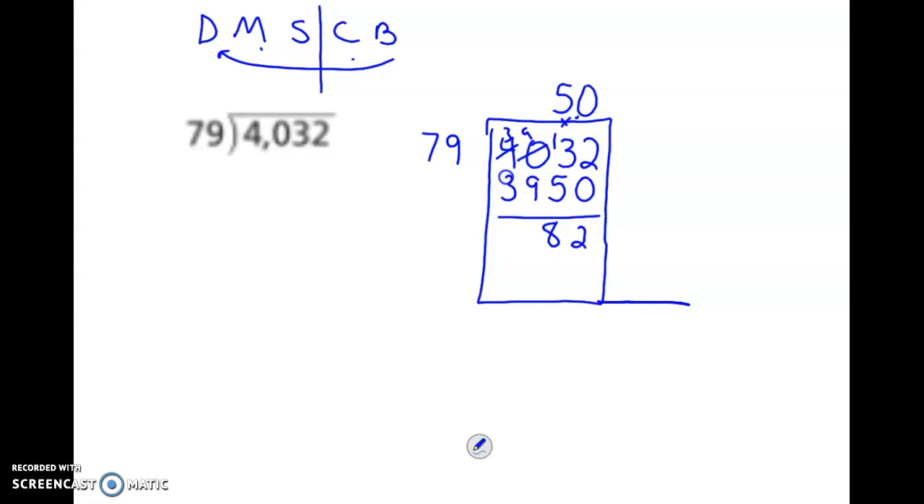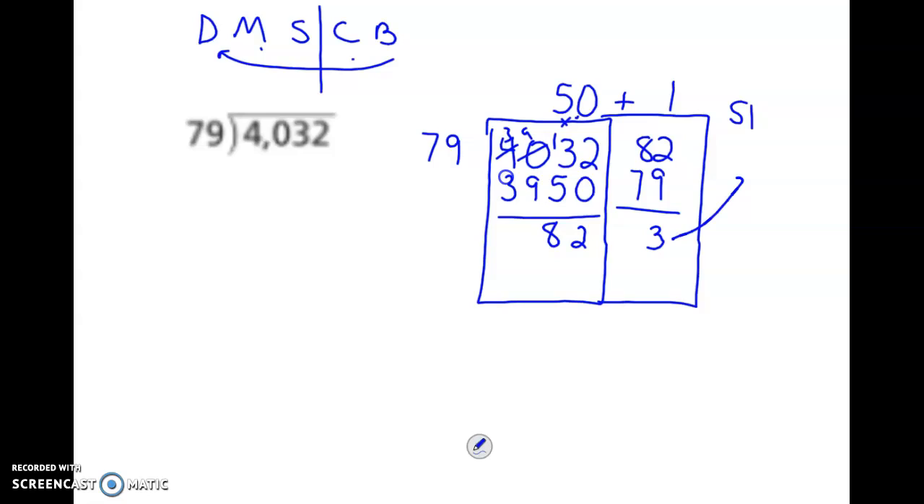Watch what I do next. I make another box right next to the first box, and I put my 82 in that box. And now I'm going to divide the 79 into this box over here. How many times is 79 going to go into 82? 1 time. 1 times 79 is 79, and then I subtract, and I get 3. So remember, there's a little plus sign there. So my answer is 51, and then down below here, that's my remainder, 3.